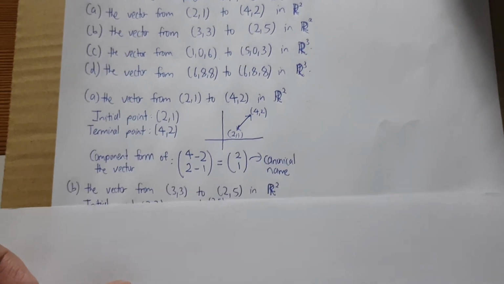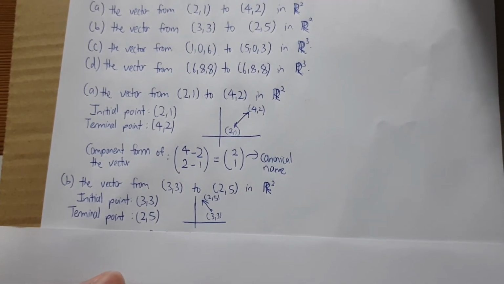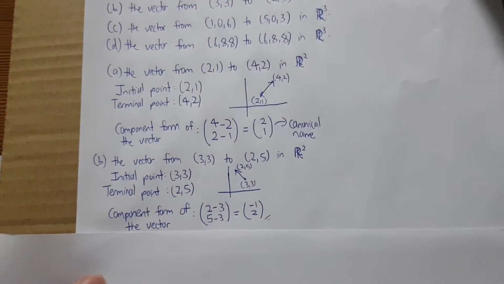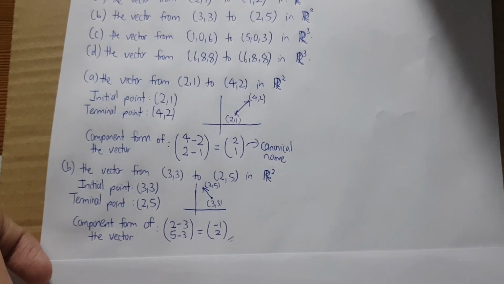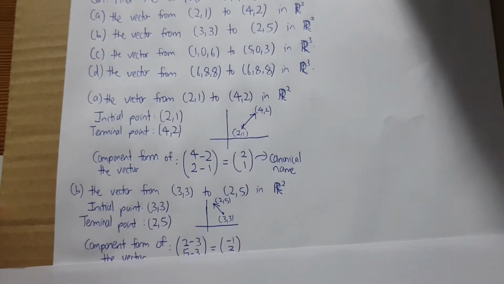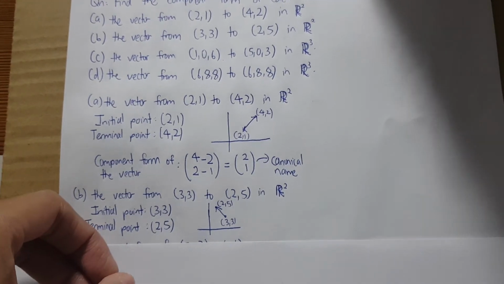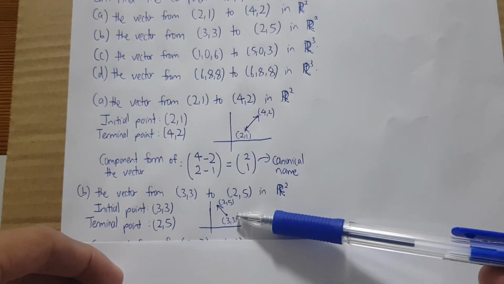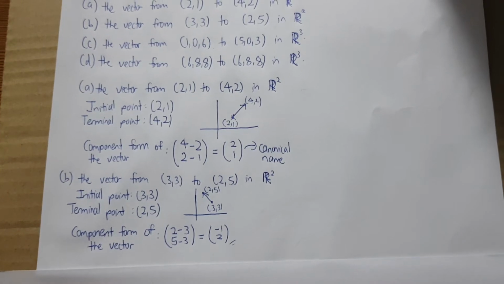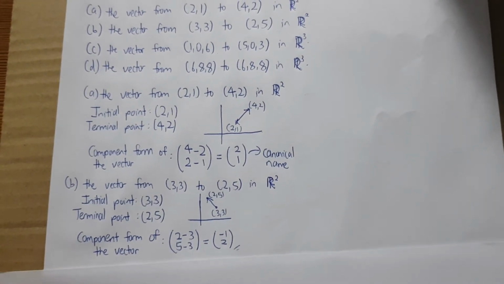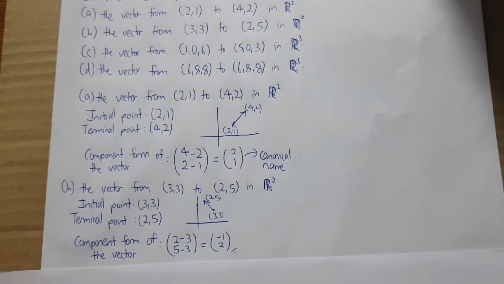So let's go through the second example, from (3, 3) to (2, 5). As you can see, again we identify the initial point. So the initial point is (3, 3), terminal point is (2, 5). So we do the line plotting again from here to here. So what's the component form of the vector? The same thing: final x-coordinate minus the initial x-coordinate, and the final y-coordinate minus the initial y-coordinate will give me (-1, 2).